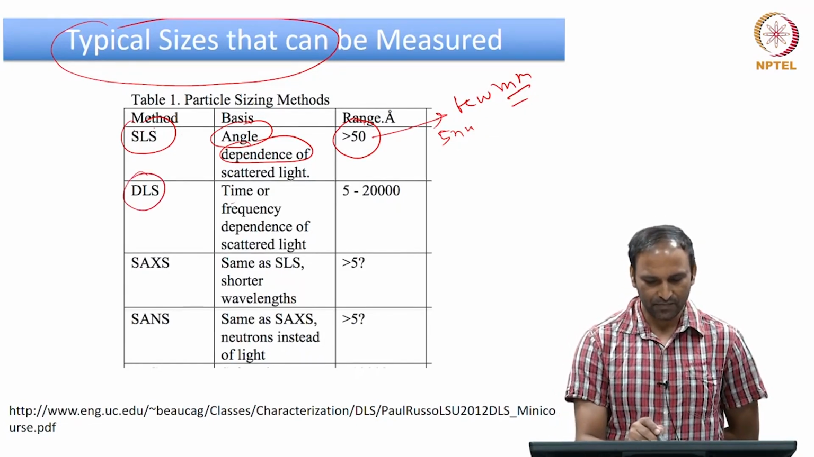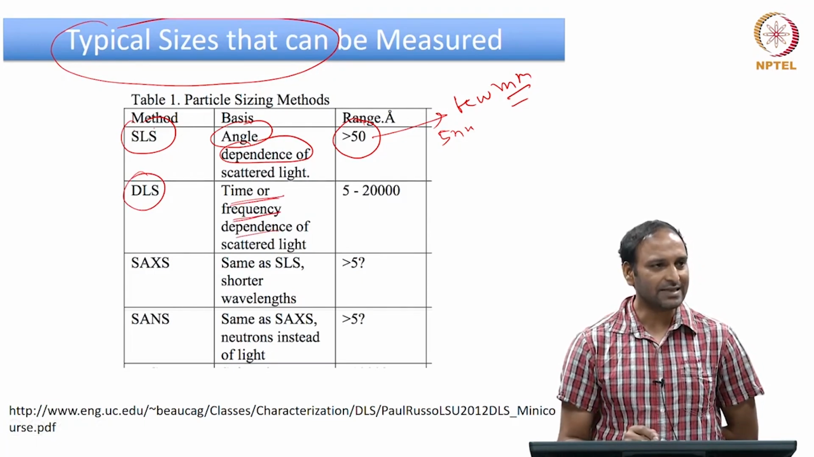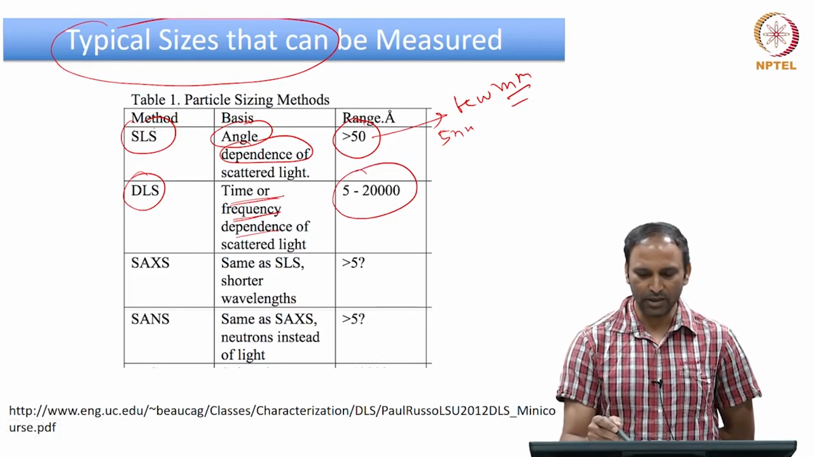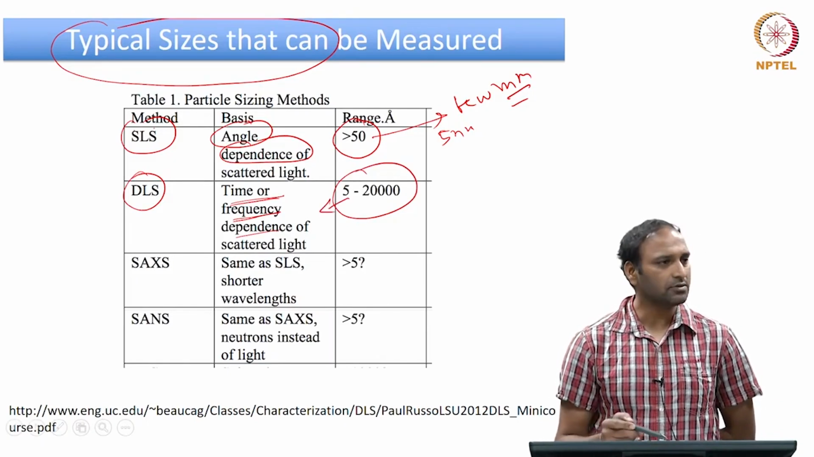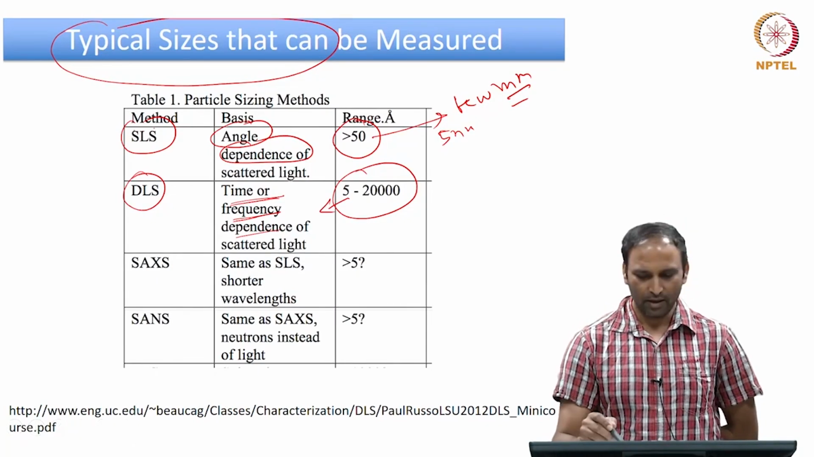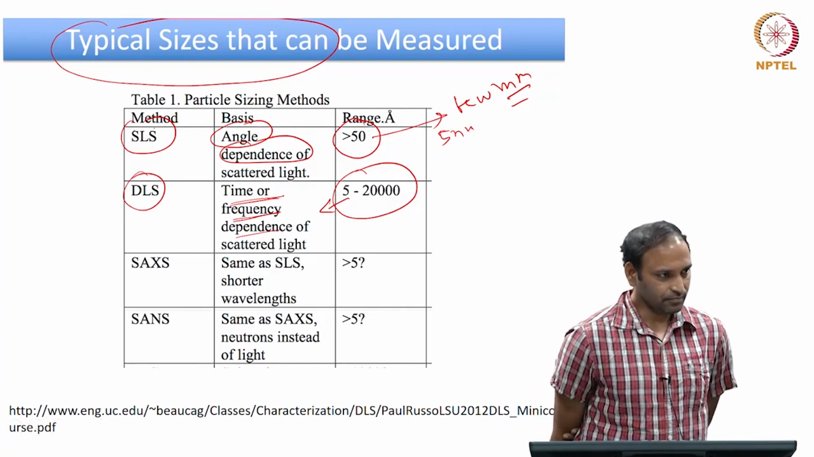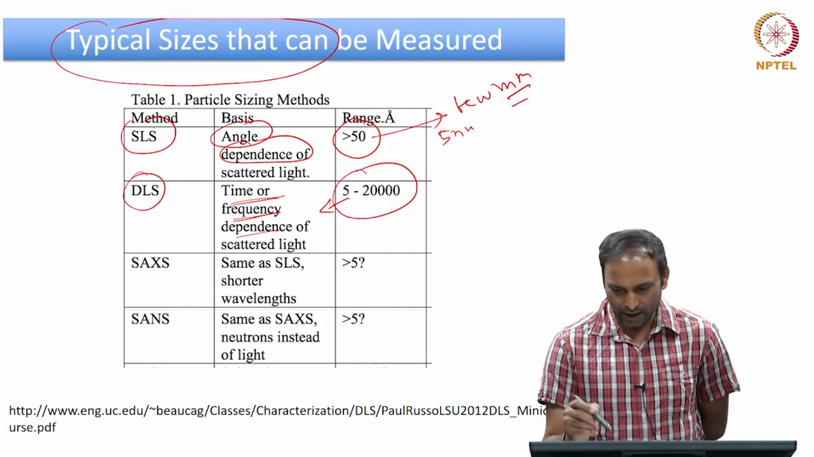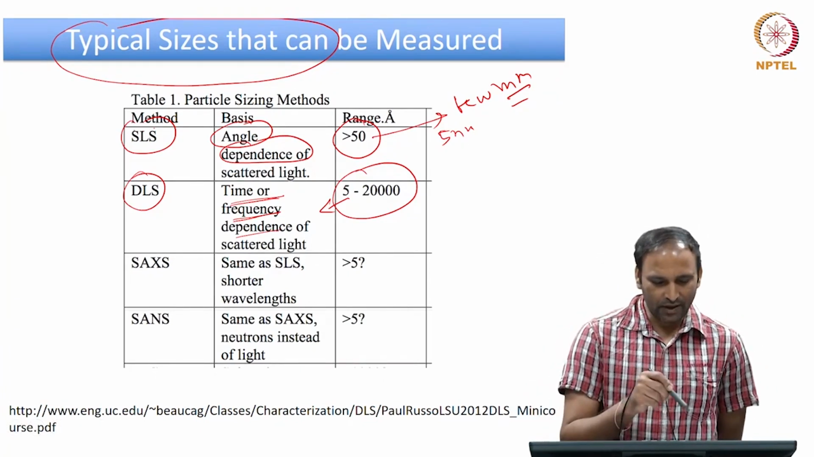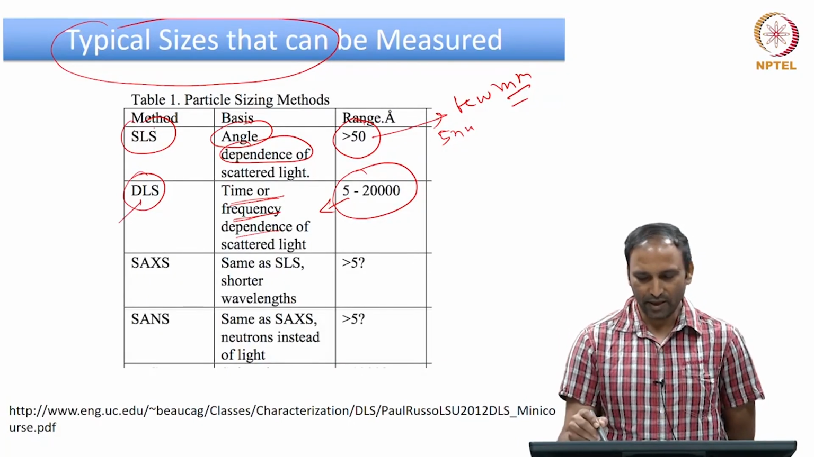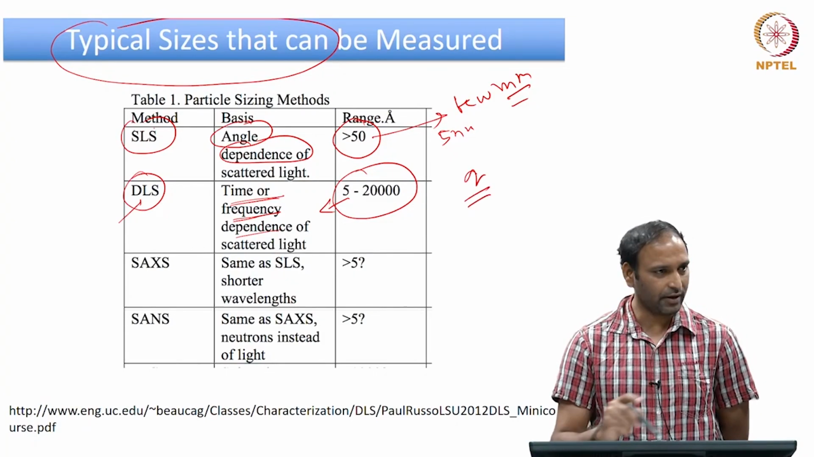In DLS, what is measured is the time or frequency dependence of the scattered light, and there are instruments where you can go as low as a nanometer. I'll come back to this when I talk about DLS. His question is, in DLS is the wave vector constant? We'll come back to that.